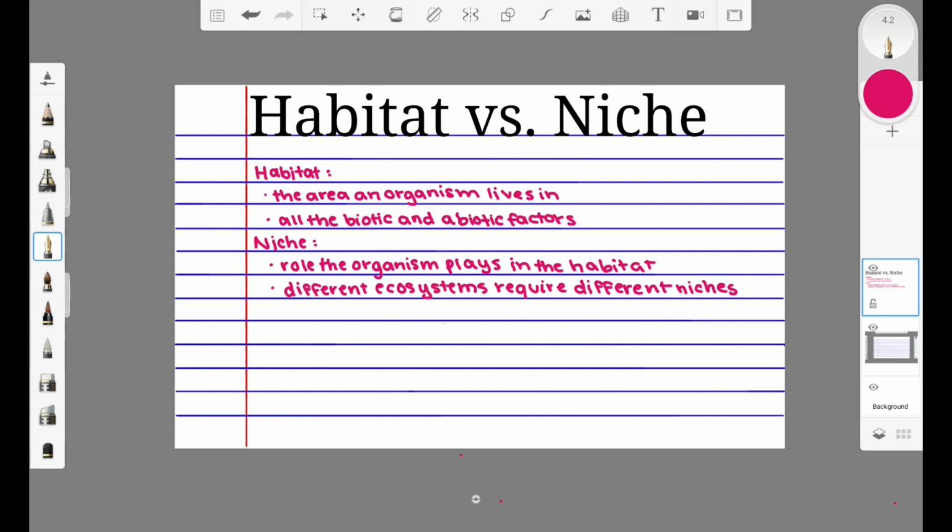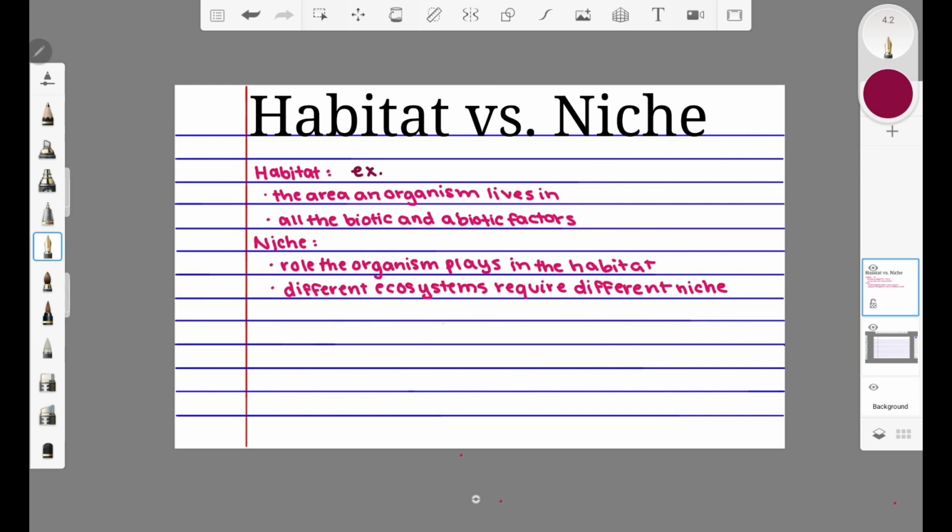Whereas an animal's niche is the role that the organism plays in its habitat. Also, different ecosystems require different types of niches because the conditions in which it lives and the way that it lives affect the roles that are needed in the ecosystem. So let's look at a couple examples of habitats and niches.